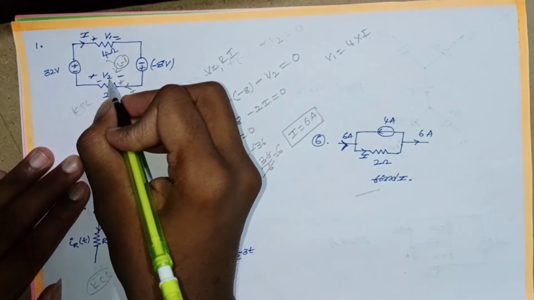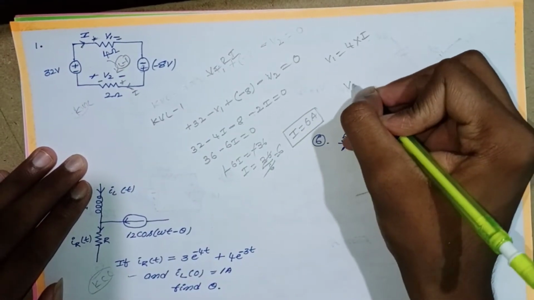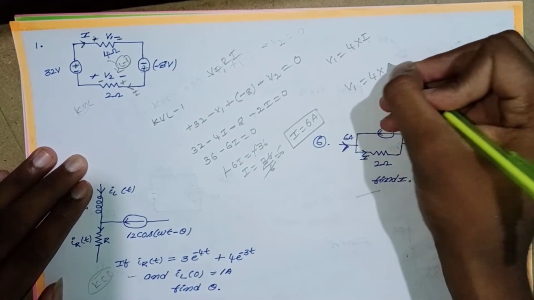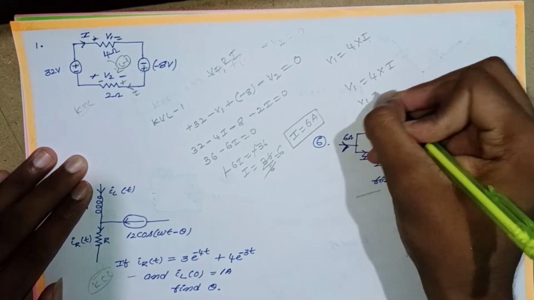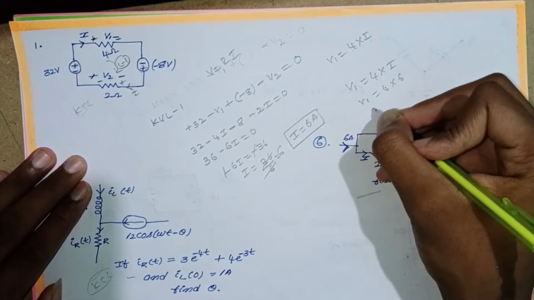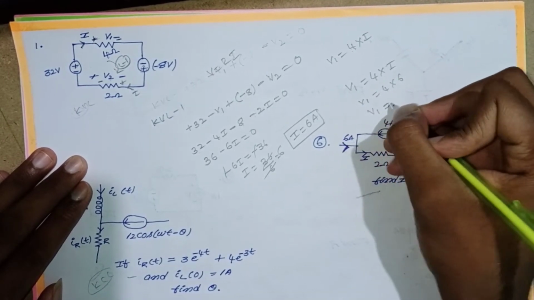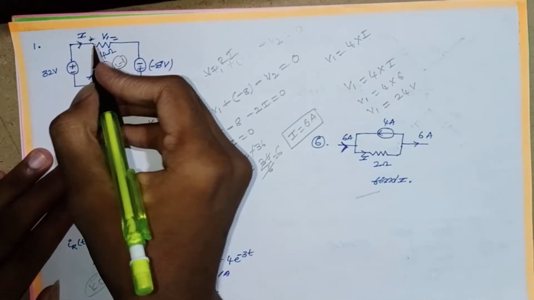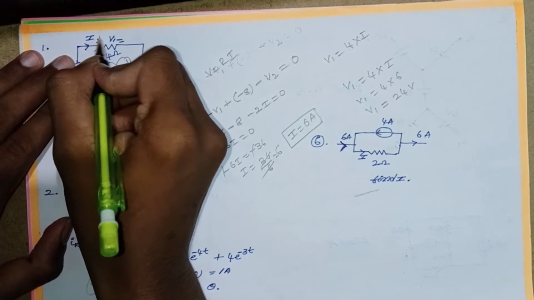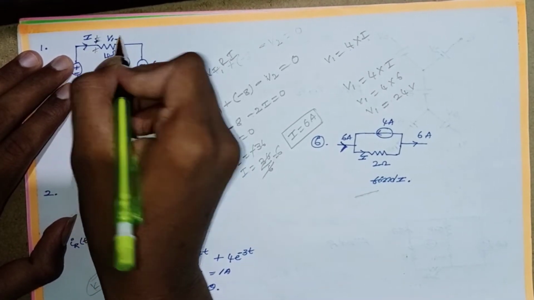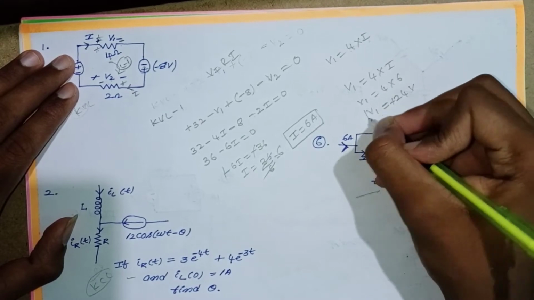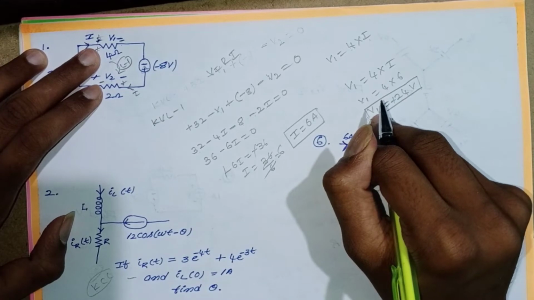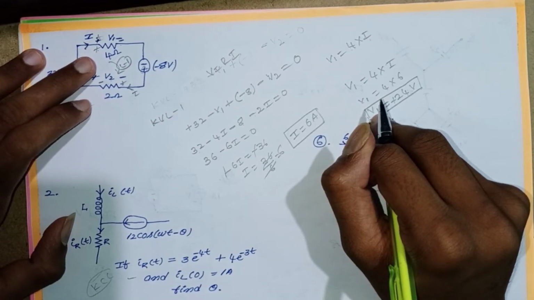We find out V2 and V1. V1 is equal to I into R, that is 4 into I. V1 is equal to 4 into 6, V1 is equal to 24 volt. Do we put positive or negative? We compare this sign. This is plus, minus. Plus, minus. So you put a positive sign. If you are confused about this sign convention, watch my previous video. It is clarified.